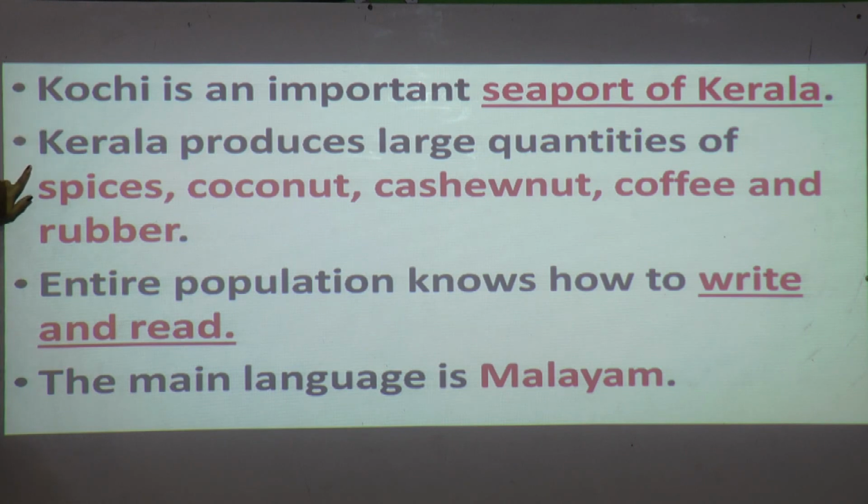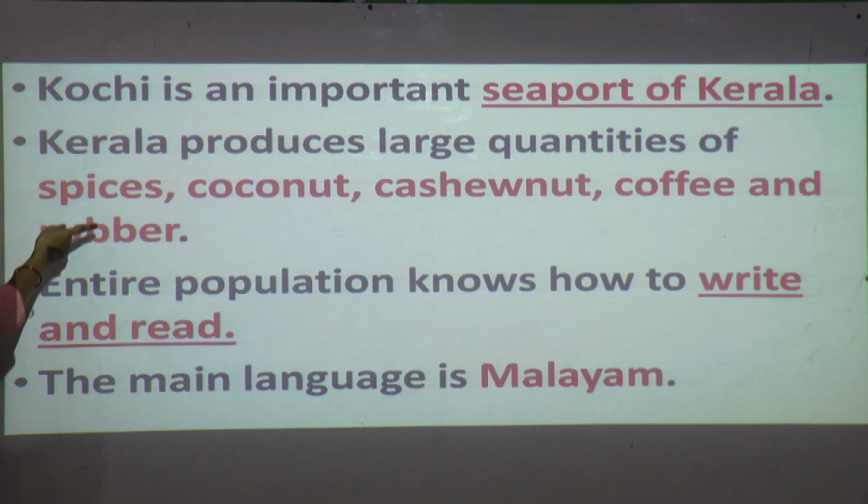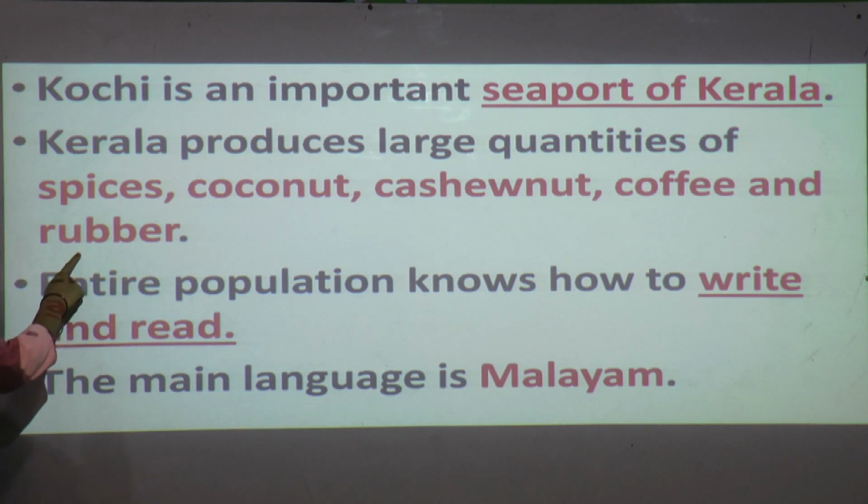Seaport. Now Kerala produces a large quantity of spices. It lies near the sea, correct? So what do they produce? They produce spices, coconut, cashew nut, coffee and rubber. Once again, Kerala produces large quantities of spices, coconut, cashew nut, coffee and rubber.